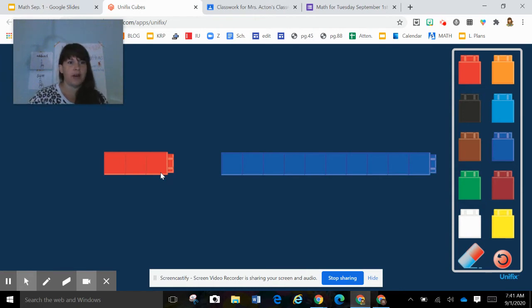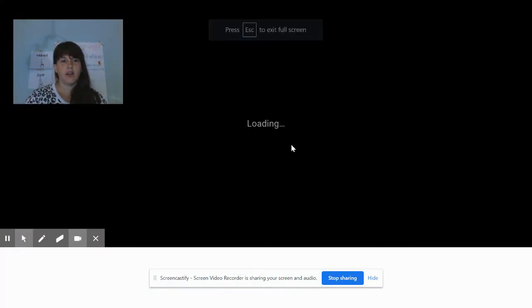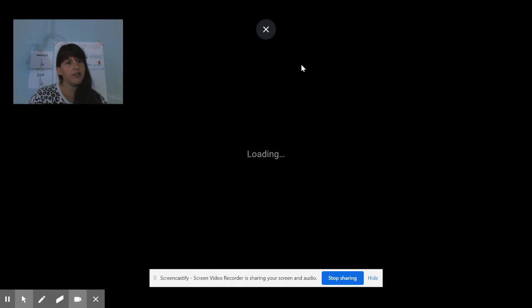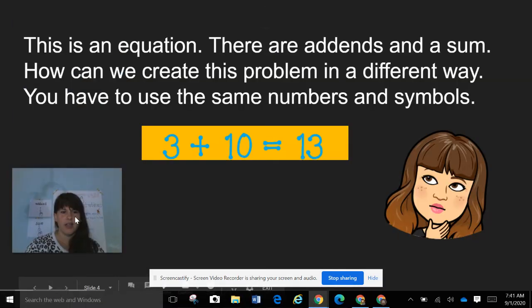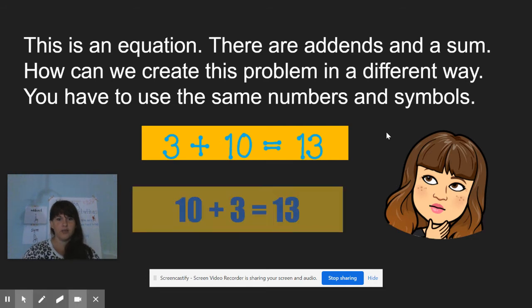So of course it's going to give me the same amount of blocks, so it's going to give me the same answer. So when we go back to our presentation, our slide says the equation. Our equation says 3 plus 10, and then we showed to make the exact same equation with the same number. How do you create this problem in a different way, but you have to use the same numbers and the same symbols? You just switch the 10 and the 3 and you still get 13. See? You switch the 10 to be the first add-in and the 3 to be the second add-in, and you still get the sum 13. Super easy. Let's try a different one.